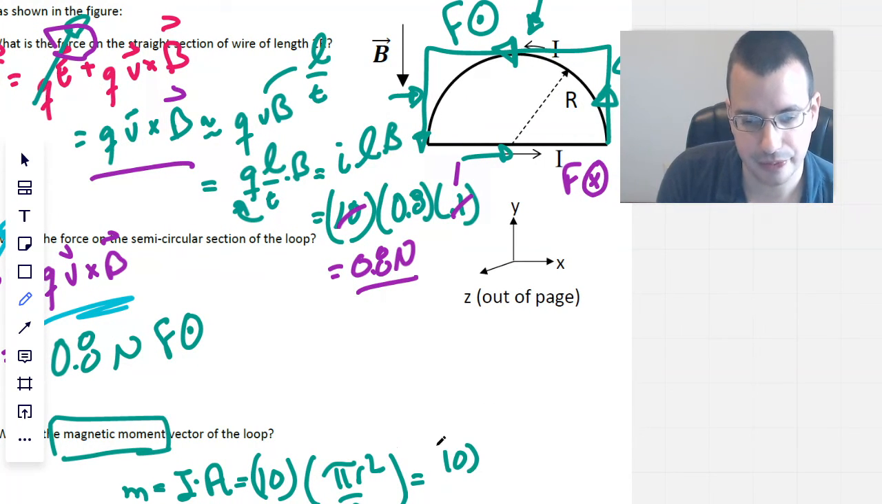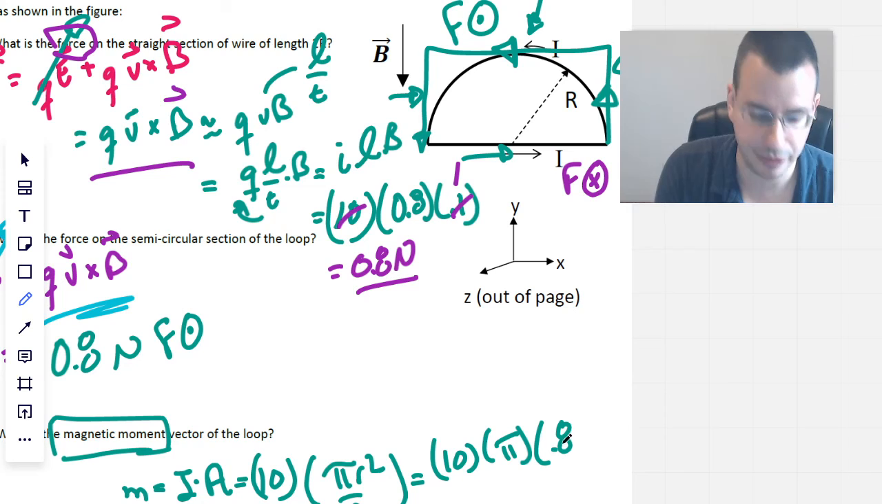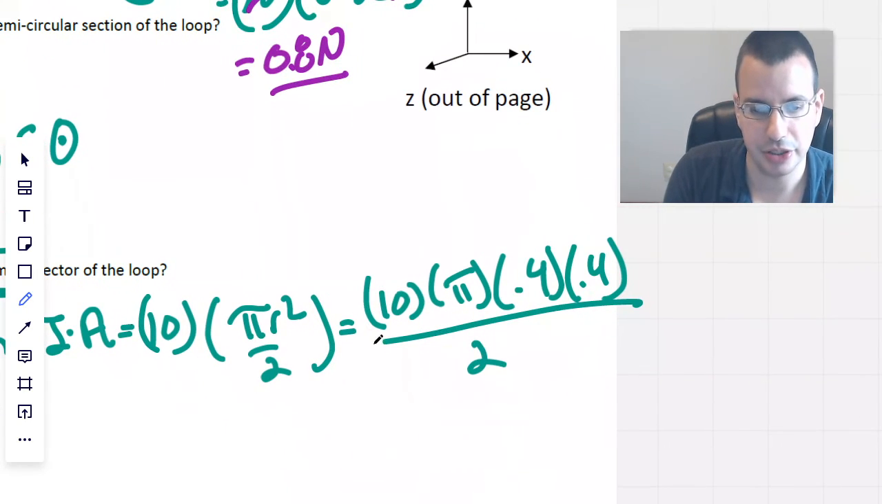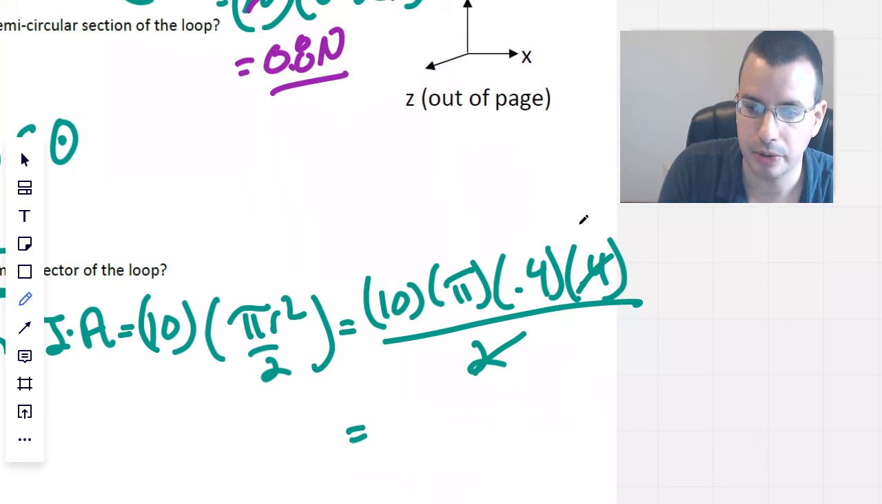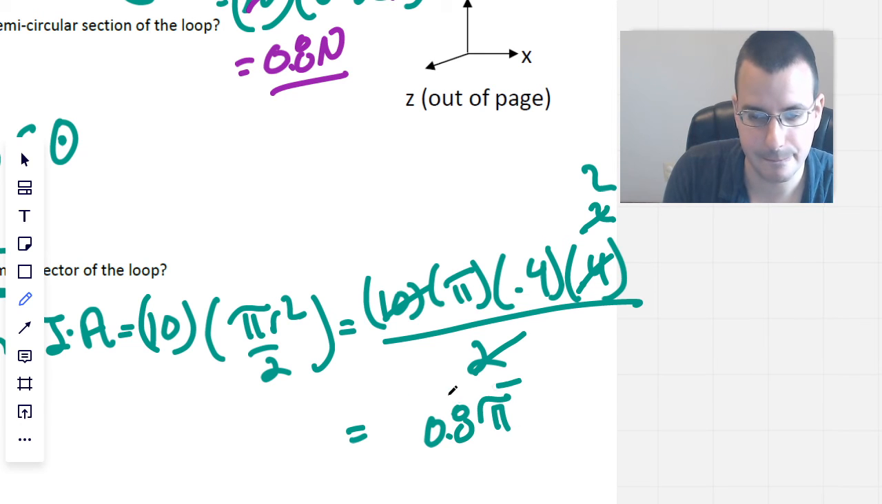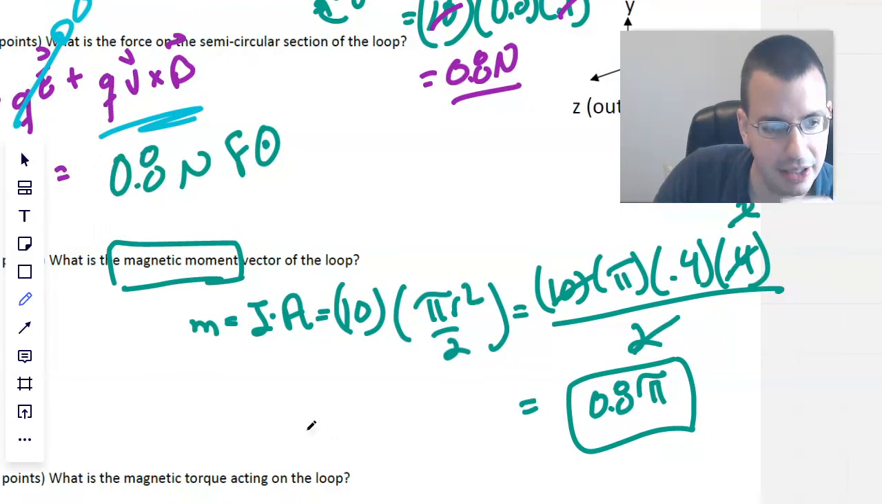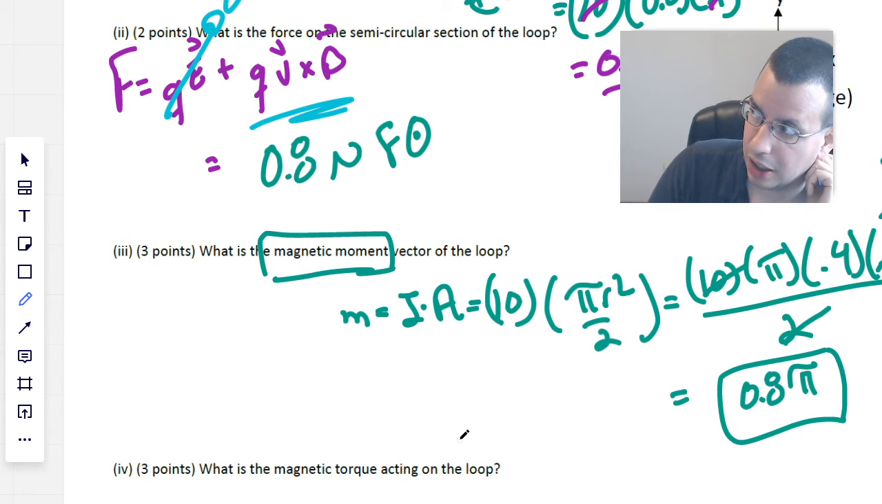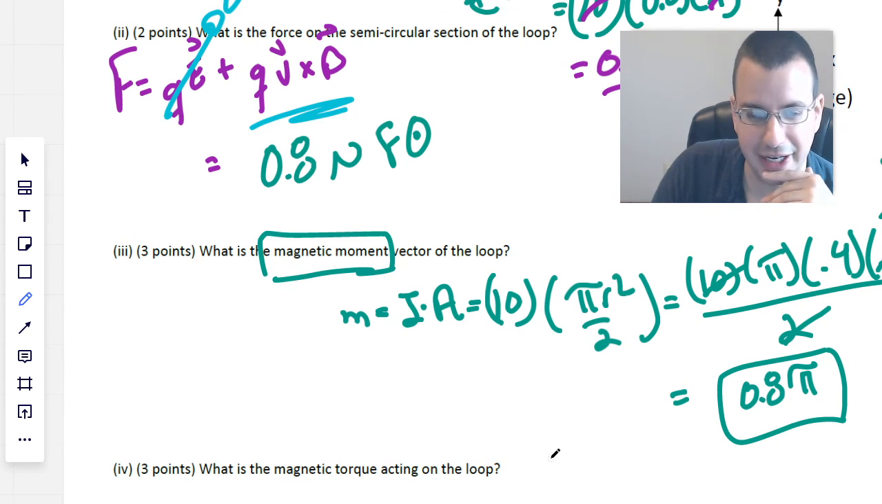So we'll do 10 times pi, and then it's 0.8 squared. No, radius is 0.4. So I'll write 0.4 twice. That way maybe it's easier to cancel. Yep, I'm good with this. So this will be 0.2, that will become 2, and so we have 0.8 pi. 0.8 pi is the magnetic moment for the loop. So magnetic moment is basically how much torque you can get when it's in a magnetic field.